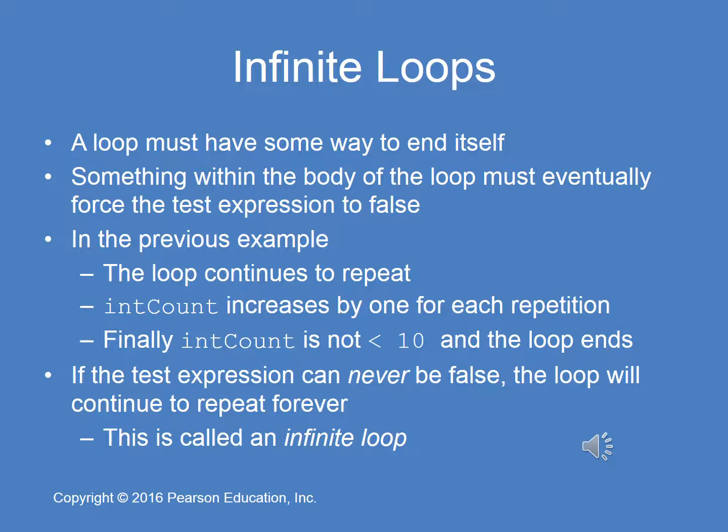So we have to have something within the body of the loop that must eventually force the test expression to false. Now, let me tell you, count-controlled loops are not the only category of loops that we can encounter. There are some loops that ask before iterating. In other words, would you like another transaction is asked from within the body, and then the user selects yes or no, and then that value is compared to a string yes or no to determine whether or not we want to iterate again.